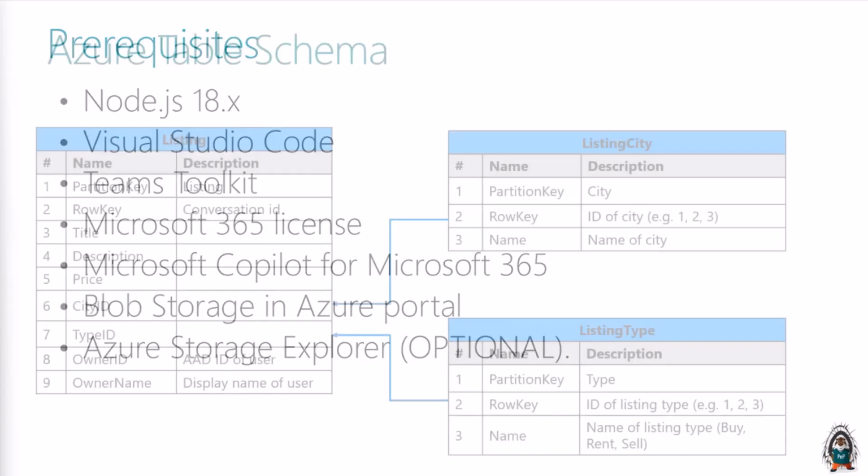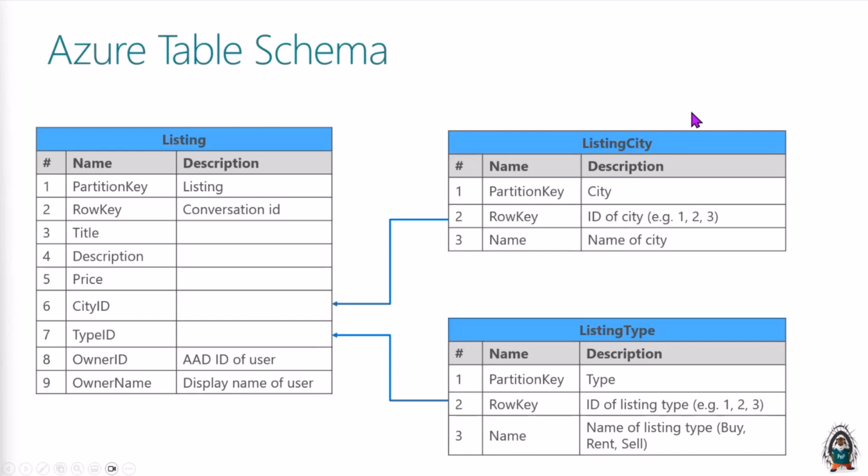So this is how the table schema looks. On the right hand side, we have the listing city table, where you will be able to list all of the cities by their name. And again, we have the partition key and row key, which are the default columns there. We have the listing type table, which signifies what kind of listing we have, for example, buy, rent, or sell. And then we have the main table, which contains the title, description, and price of the item that someone wants to buy, sell, or rent, along with the references of the city and type. And then we are storing owner ID and owner name so that we'll be able to filter and display the user information.